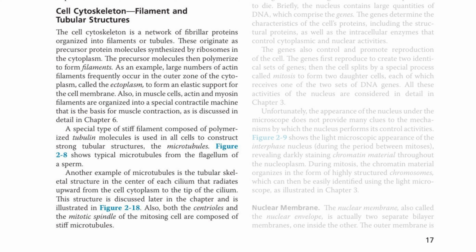A special type of stiff filament composed of polymerized tubulin molecules is used in all cells to construct strong tubular structures, the microtubules. Figure 2-8 shows typical microtubules from the flagellum of a sperm. Another example of microtubules is the tubular skeletal structure in the center of each cilium that radiates upward from the cell cytoplasm to the tip of the cilium. This structure is discussed later in the chapter and is illustrated in Figure 2-18. Also, both the centrioles and the mitotic spindle of the mitosing cell are composed of stiff microtubules.